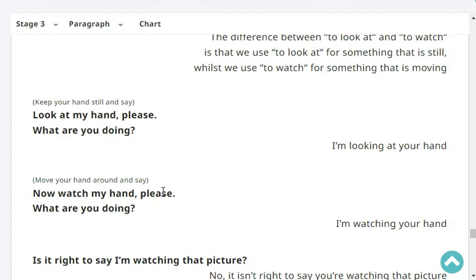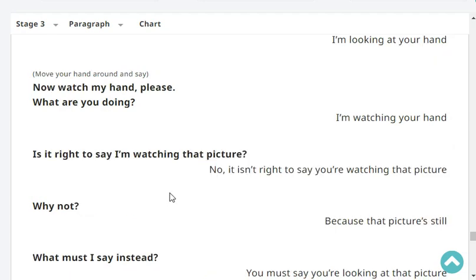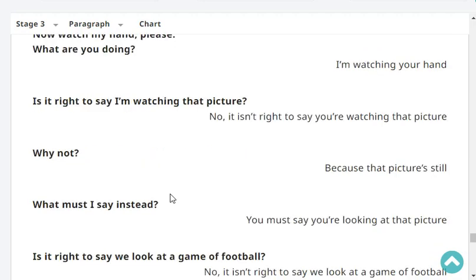Is it right to say I'm watching that picture? No, it isn't right to say you're watching that picture. Why not? Because that picture's still. What must I say instead? You must say you're looking at that picture.